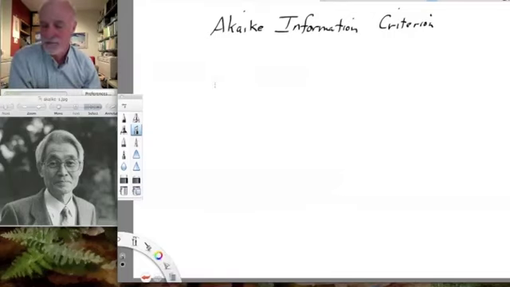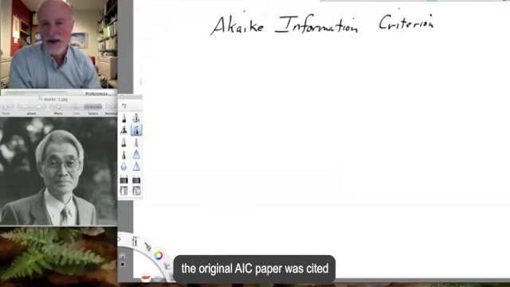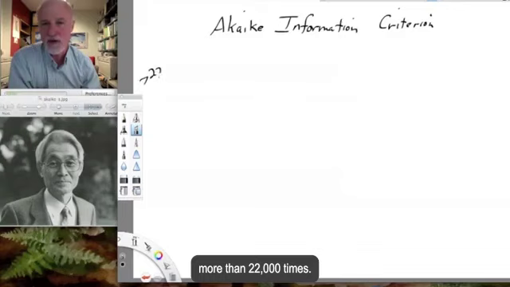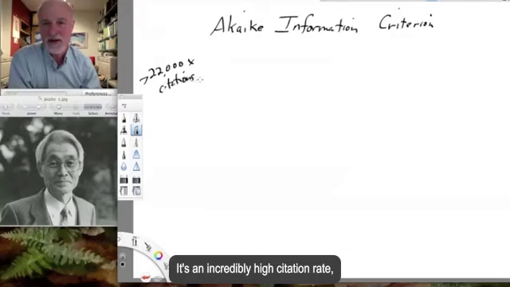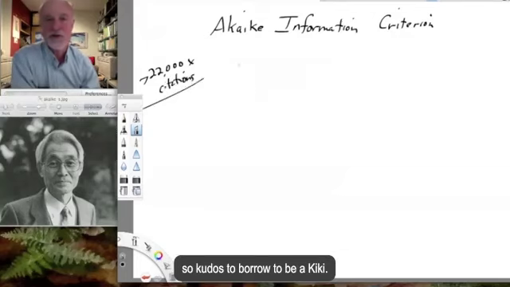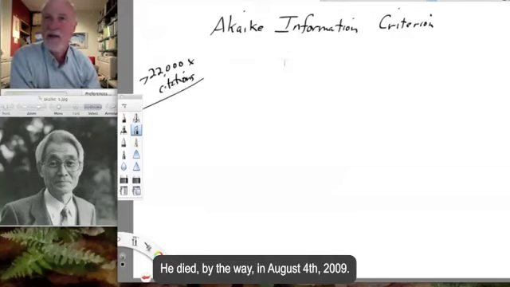And so, last I checked, the original AIC paper was cited more than 22,000 times. That's incredible. It's an incredibly high citation rate. So kudos to Hirotogu Akaike. He died, by the way, on August 4th, 2009.